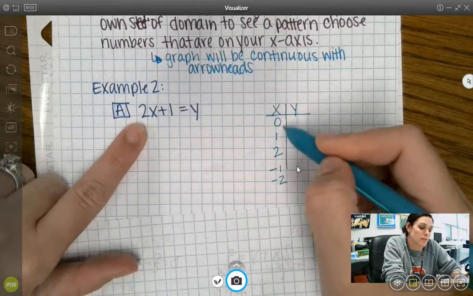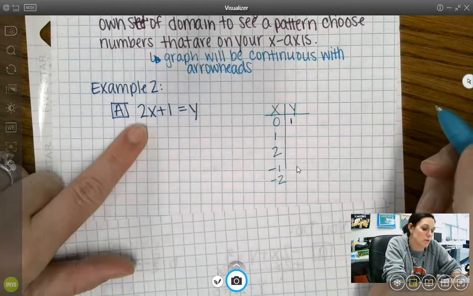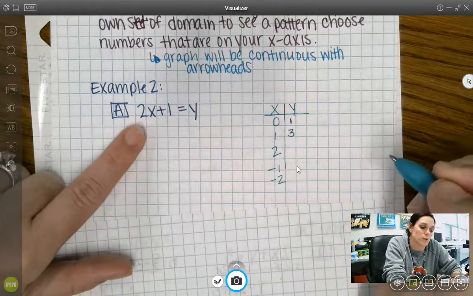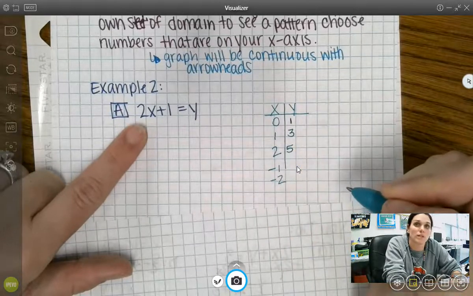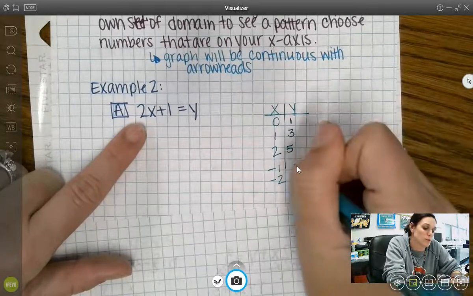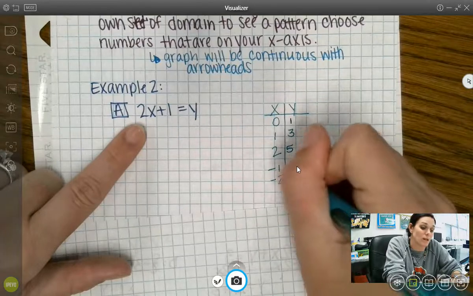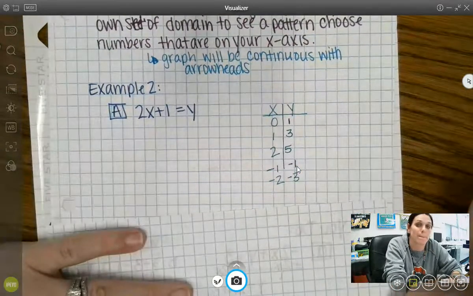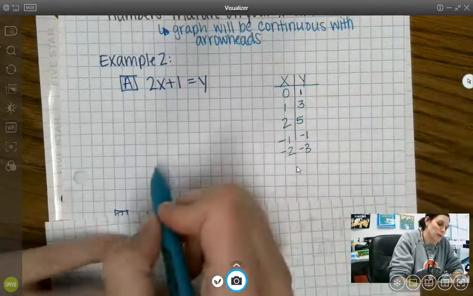2 times 0 is 0. 0 plus 1 is 1. 1 times 2 is 2. 2 plus 1 is 3. 2 times 2 is 4. 4 plus 1 is 5. Negative 1 times 2 is negative 2. Negative 2 plus 1 is negative 1. And negative 2 times 2 is negative 4. Negative 4 plus 1 is negative 3. So now that I know these details, I can go ahead and do it.